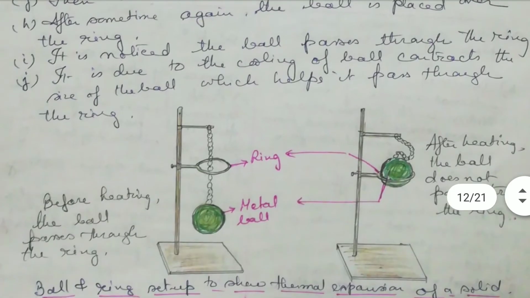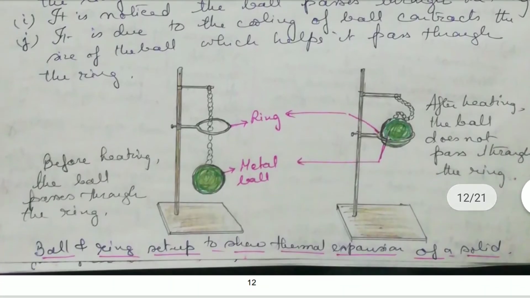See the experiment from the drawing. This is the ring, this is the metal ball, which has slipped through the ring when it was at room temperature. In the second picture, when it is heated, the ball does not pass through the ring because its diameter has increased.